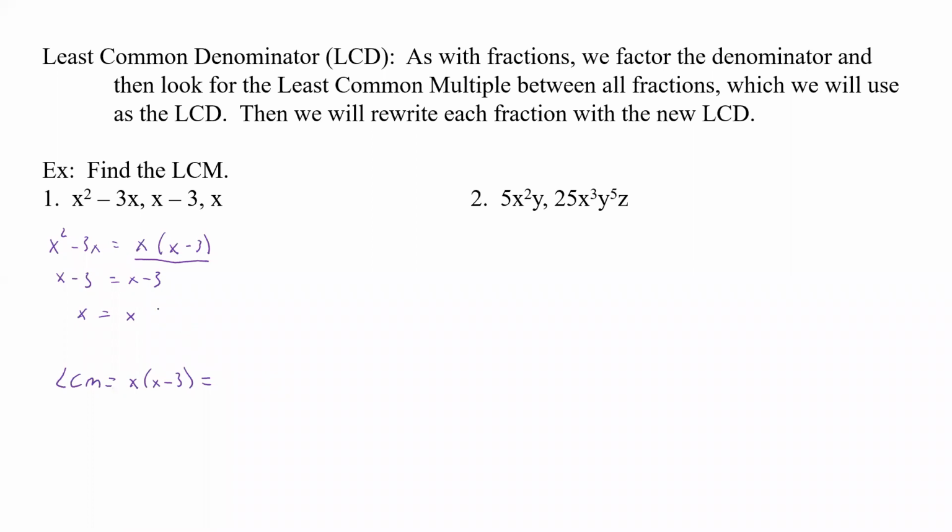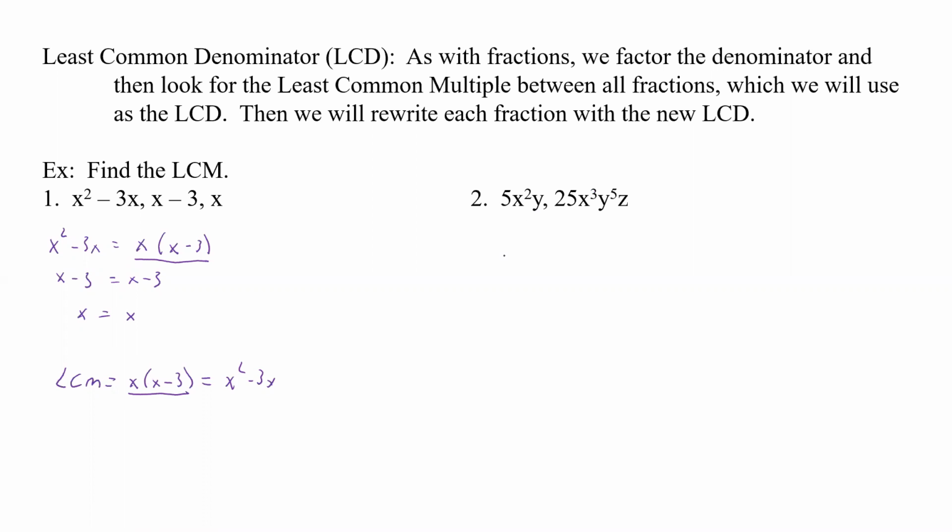When we get done, we can multiply it back out and get our x squared minus 3x, but most of the time we're going to leave it factored. After putting it back into the fractions and doing the addition or subtraction, we can reduce if necessary at the end, and since it's still in factored form, we don't have to refactor it again.